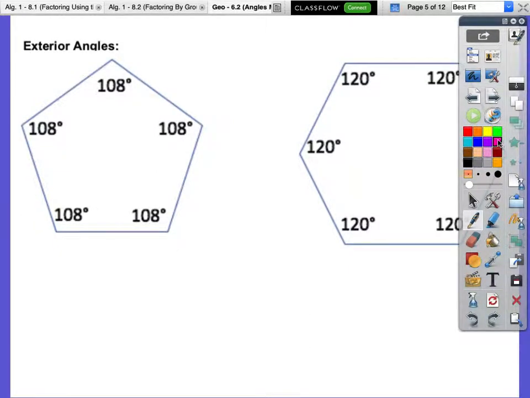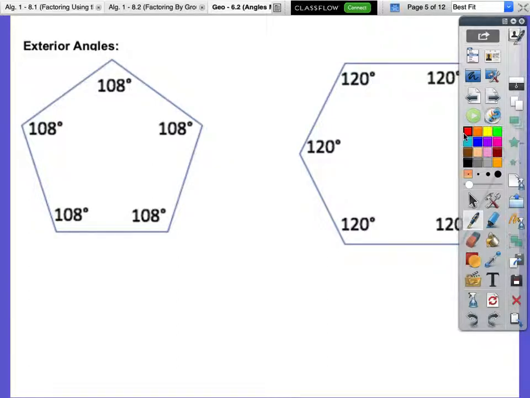Okay, so look at this part at the bottom of the page. If we make an exterior angle on this pentagon on the left side, what do we notice first of all about this pentagon? It's equiangular. We don't know that it's necessarily regular, but we know this one's equiangular.